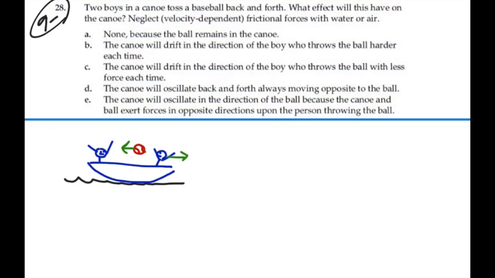So as this ball is being thrown back and forth, the canoe will oscillate in the opposite direction to the ball whenever there is a change of momentum of the ball, whenever the ball is caught. When the ball is thrown, the canoe will move in the opposite, backward direction. When the ball is caught, the canoe will stop. So it will move back and forth in that sense due to conservation of momentum.